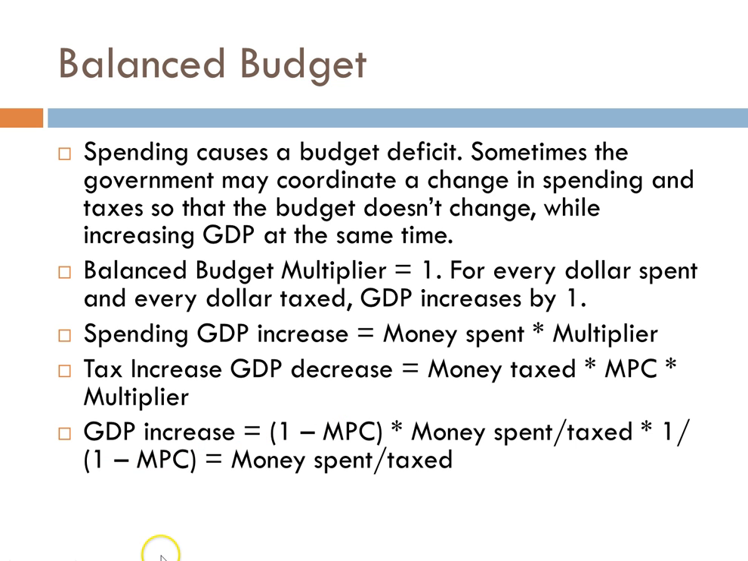Pretty simple proof. On an AP test, it's not that difficult. If you want to, you can just calculate it, but it's much simpler to just remember that the balanced budget multiplier is 1.